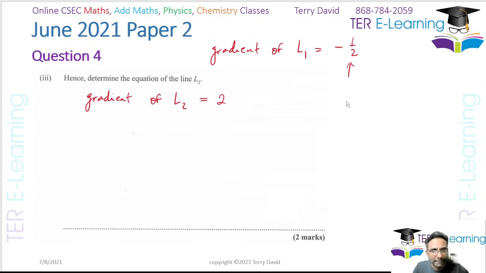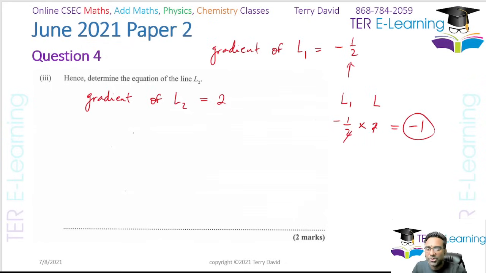So look at something here. This is L1, which is minus a half, right? L2, the gradient is 2. If I multiply these two numbers, this will cancel with this, and I will end up with minus 1. For perpendicular lines, the product of their gradients is minus 1.